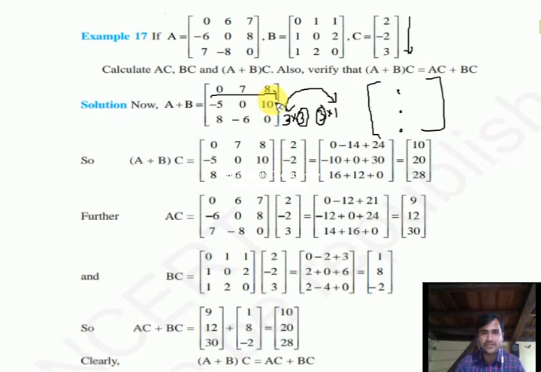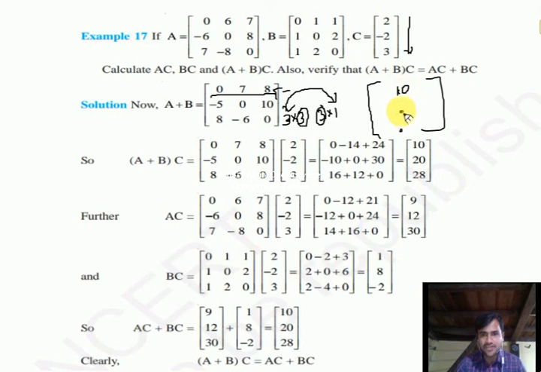You need to choose the first row and first column. Then you need to multiply 0 by 2, 7 by minus 2, which will be minus 14, and 8 by 3, so it will be 24. Therefore 24 minus 14 will be 10. Here you will get 10.